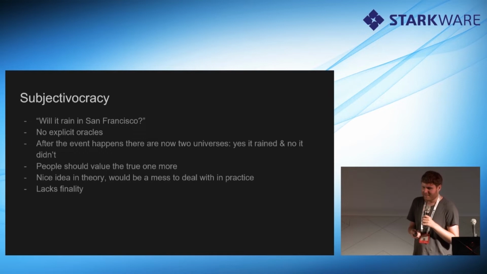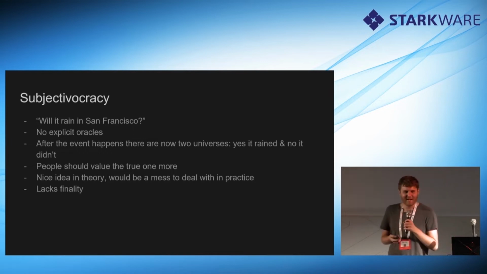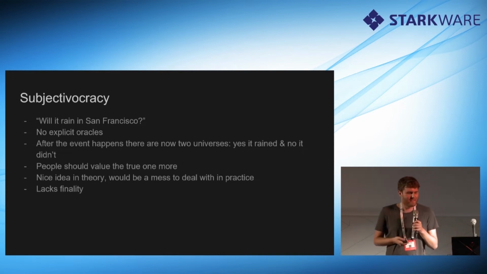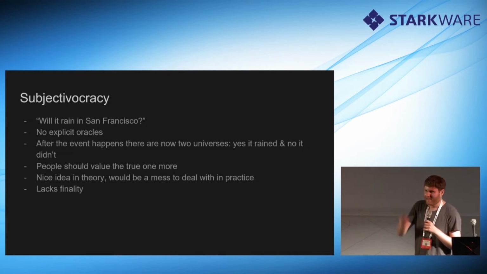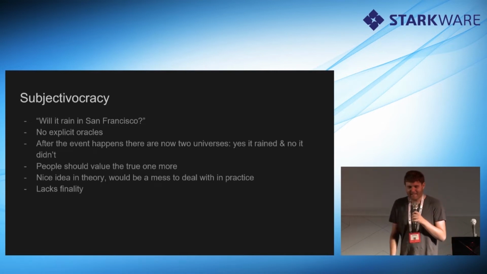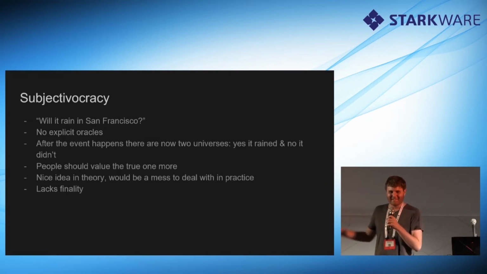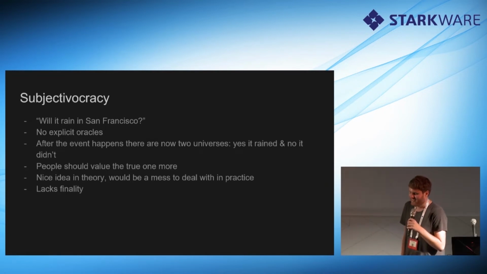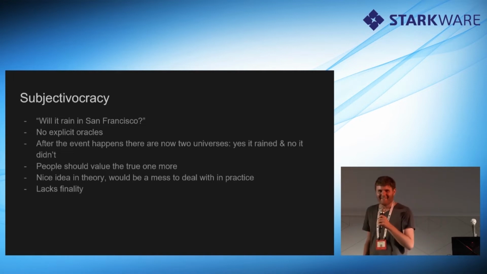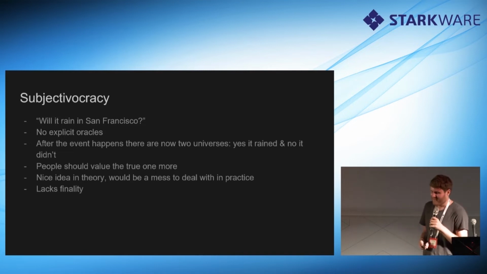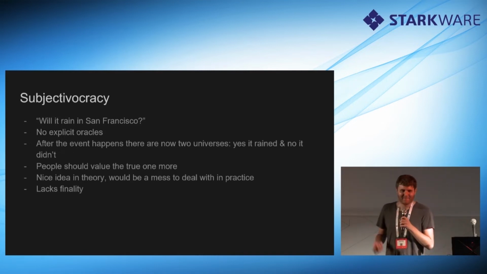The problem is it's a great idea in theory, but it would be a mess to deal with in practice. Nobody wants to denominate future DeFi products in things like, did it rain in San Francisco? And then you would have this long chain of events where you might have to check the history of, did it rain in San Francisco? Did it rain in Houston? What was the closing price of Apple last Tuesday? And you would have to do this to figure out the chain of custody for your money. So it's kind of like a nice economist idea, but it doesn't really work in practice because nobody would actually do this. In consensus terms, it lacks finality.